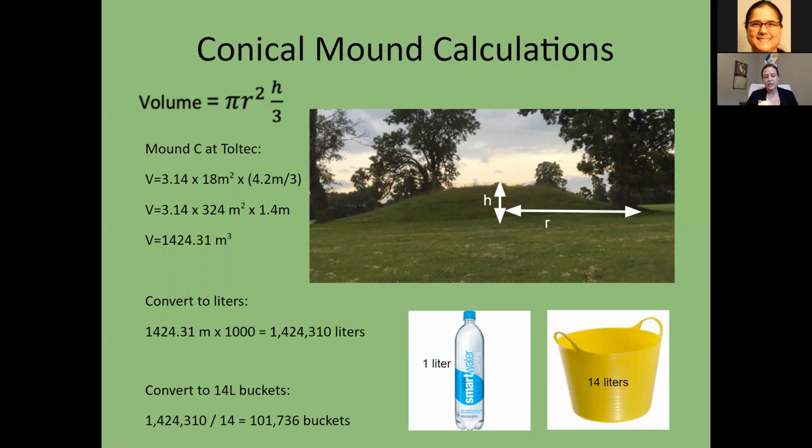Converting that to our 14-liter buckets, it's 101,736 buckets. And that tells you, even though it looks like a really small mound compared to Monk's Mound, it still takes so much effort and energy by the prehistoric people to construct them.